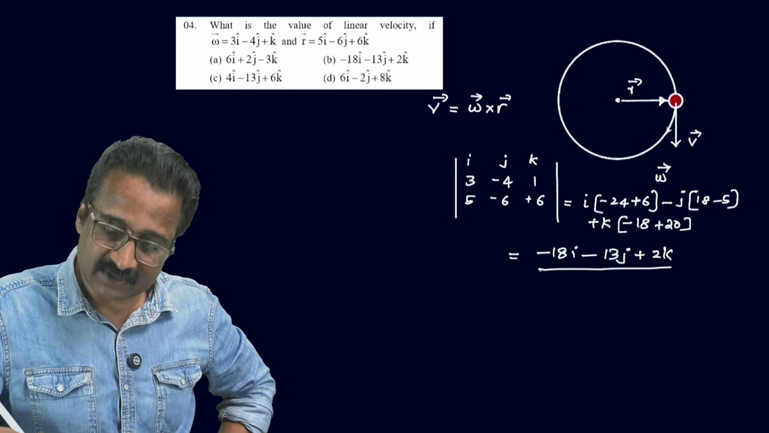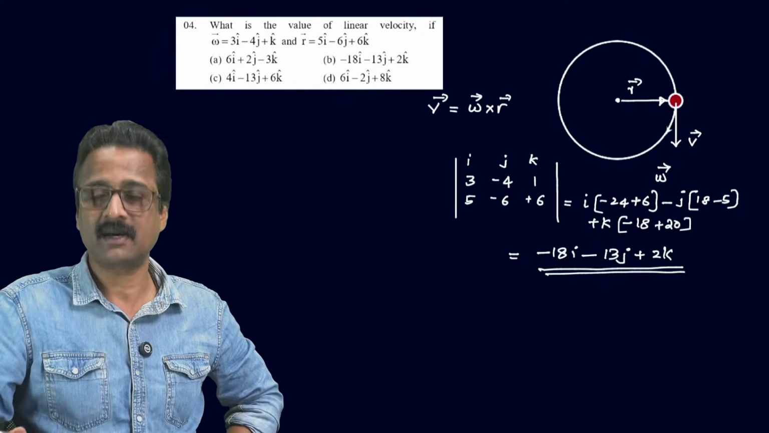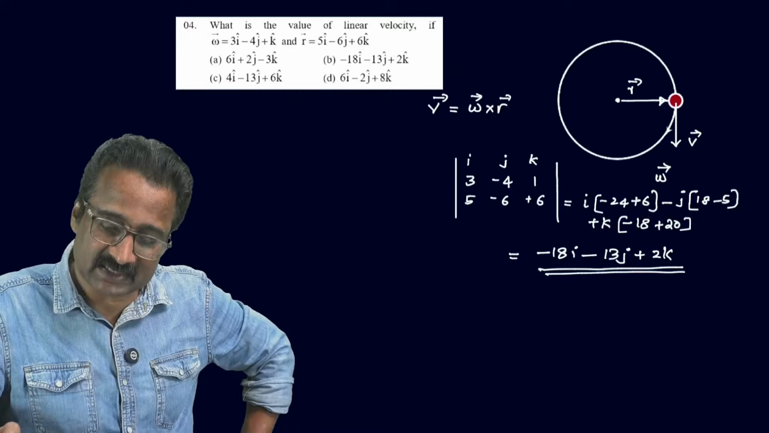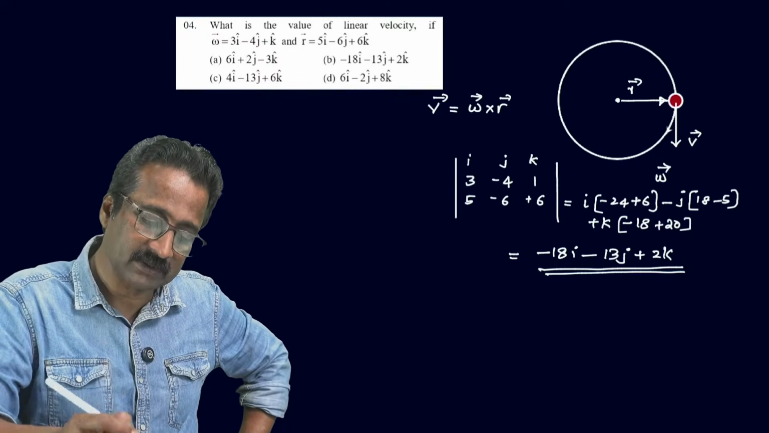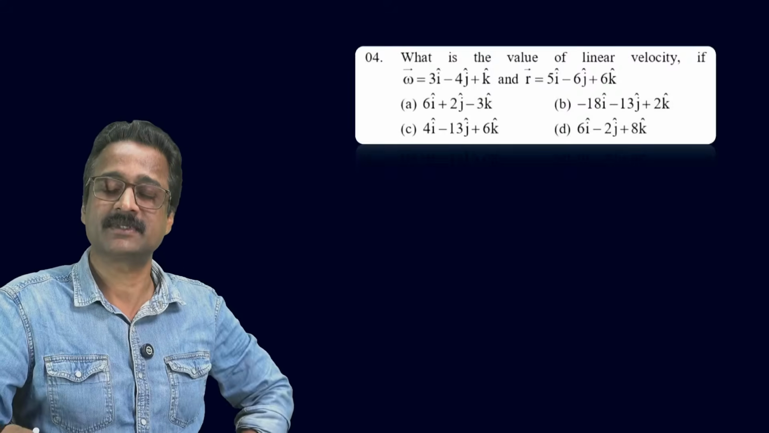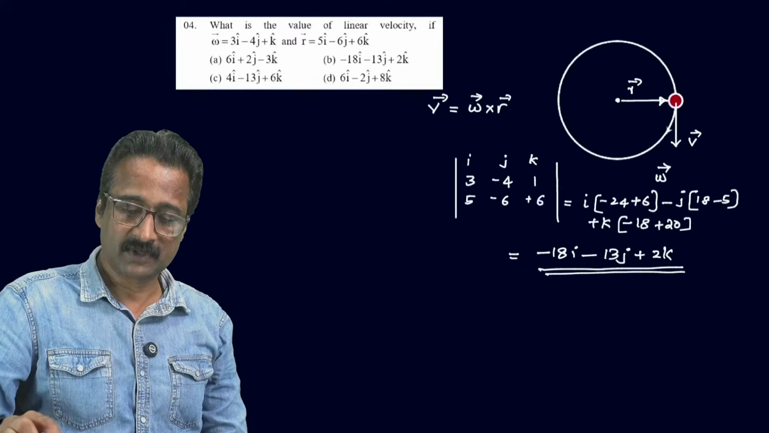So this is the value of the cross product of omega and r, which is equal to linear velocity. So minus 18 minus 13j plus 2k is your answer. Which one is that? It is option B. Okay, that was question number 4. Let me go to question 5.